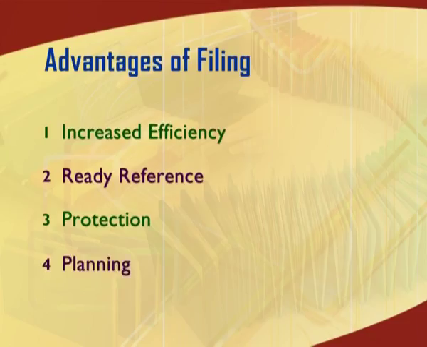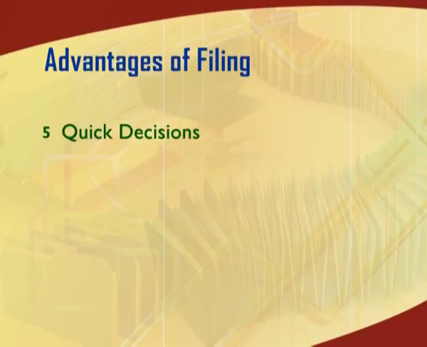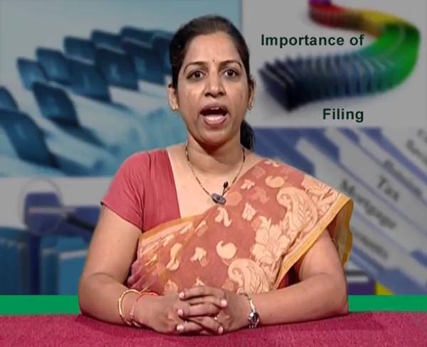Protection. A good filing system protects the documents against possible loss or damage. Planning. Past records provide valuable information for the formulation of business policies for the future. Old records serve as the basis for future action. Quick decisions. Filing of records enables the executives to take correct and quick business decisions at the proper time. Better control. The process of control is greatly facilitated by filing. A check is kept on incoming and outgoing letters, and the letters requiring immediate attention are disposed of quickly.